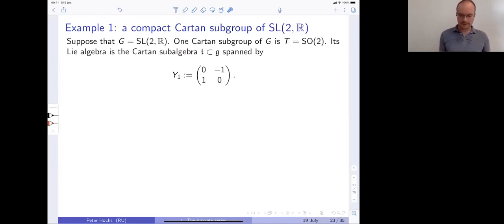So a compact Cartan of SL(2,R) is SO(2), and the Lie algebra is spanned by this matrix. We know that it should be the traceless anti-symmetric matrices, which is spanned by this.